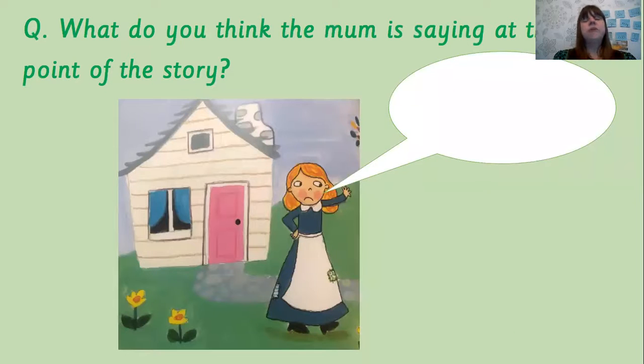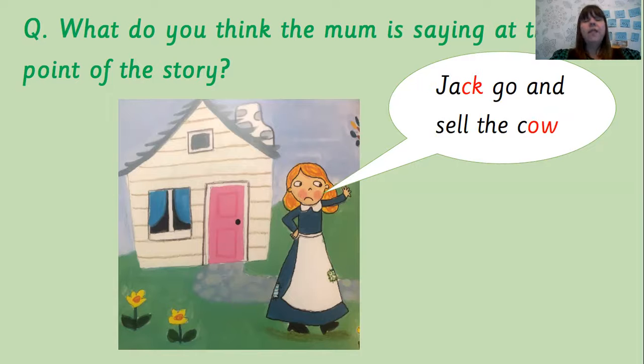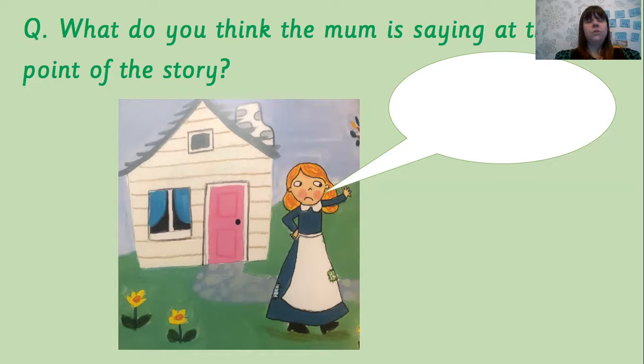Okay, so here is our first speech bubble. What do you think the mum is saying at this point of the story? I think we know already what she's saying. You can change it, or you can just write what the mum said in the story. So I am going to write, Jack, go and sell the cow, because I think that you are able to write all of those words using your phonic knowledge. Jack, go and sell the cow. So you will have this uploaded onto Dojo. That's what you will see.